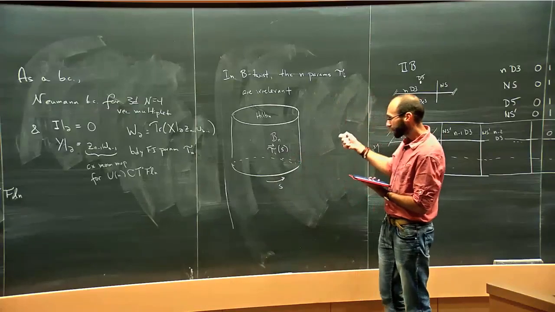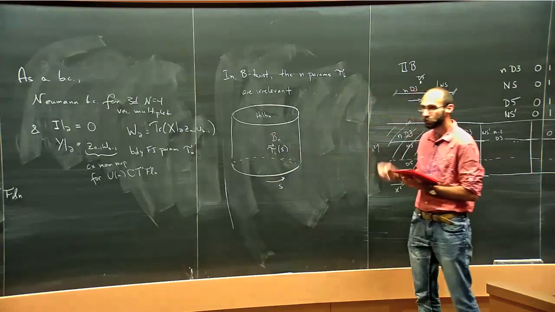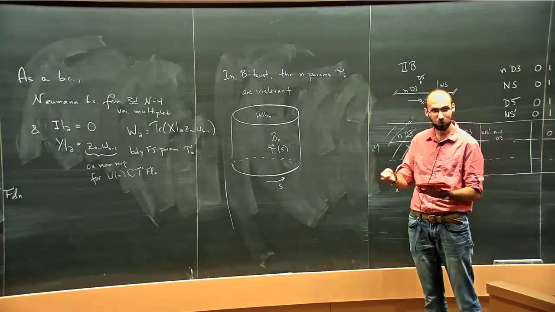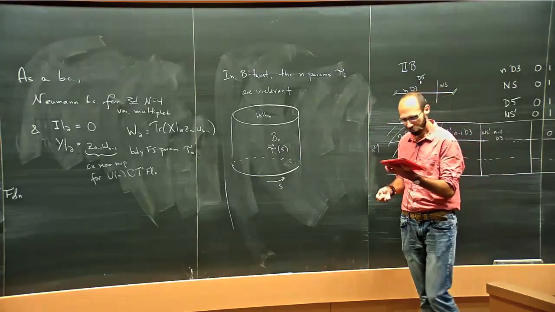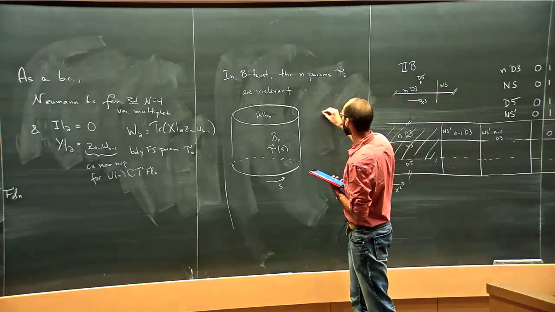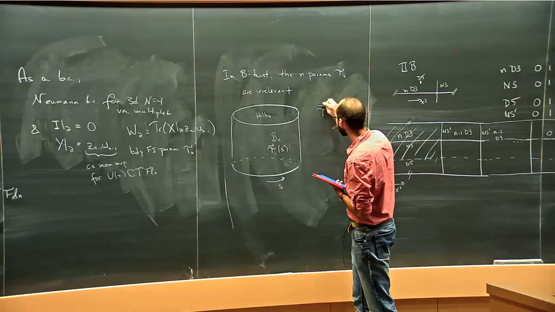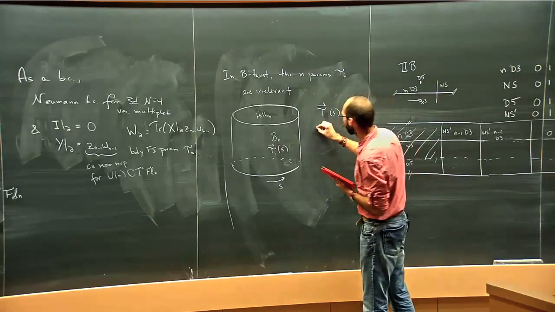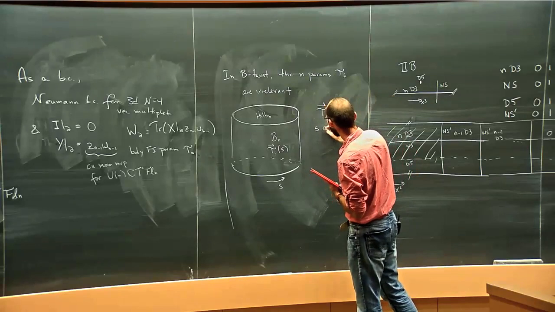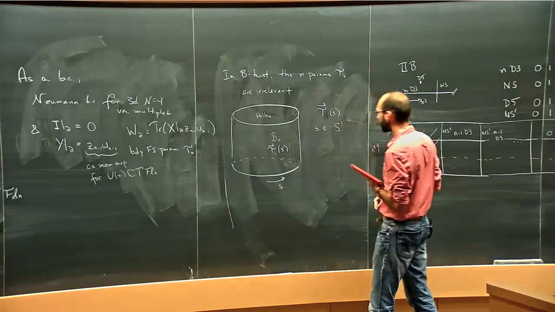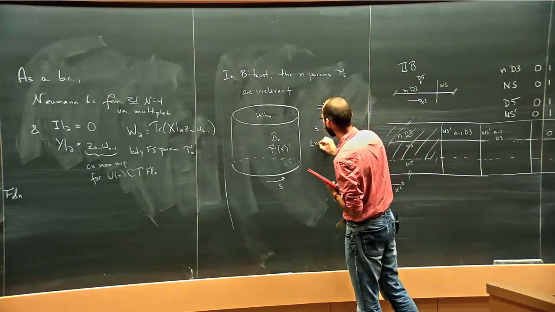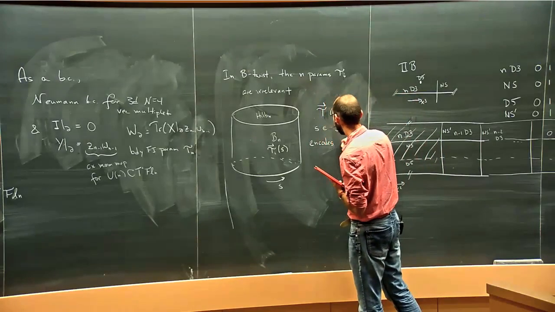Since they're never allowed to touch each other, as we move around, they encode the positions of strands of a braid. So tau I of S, the vector tau of S, for S in S1, encodes a braid closure.